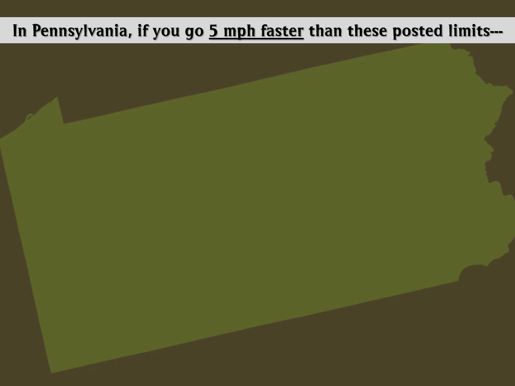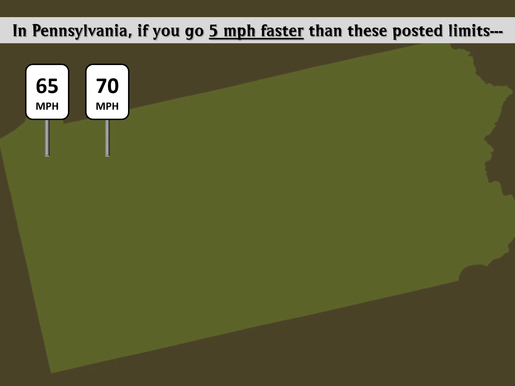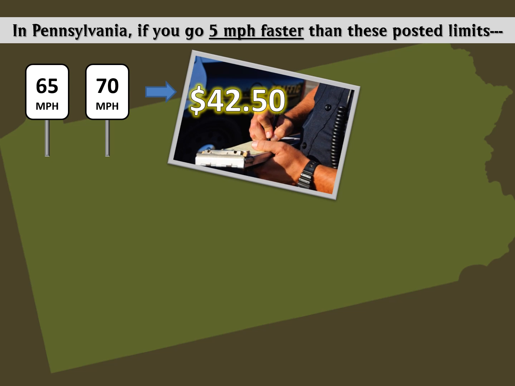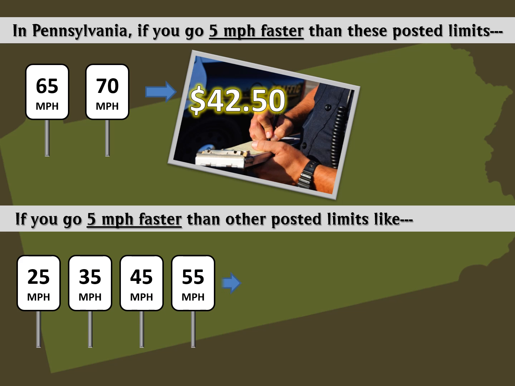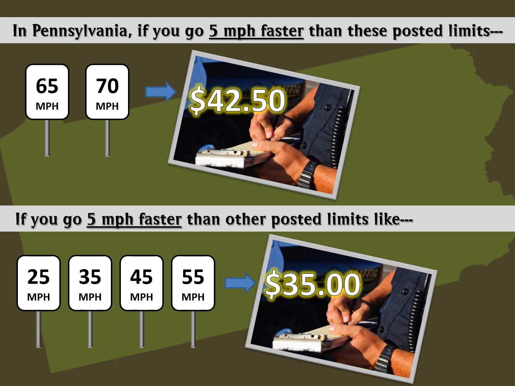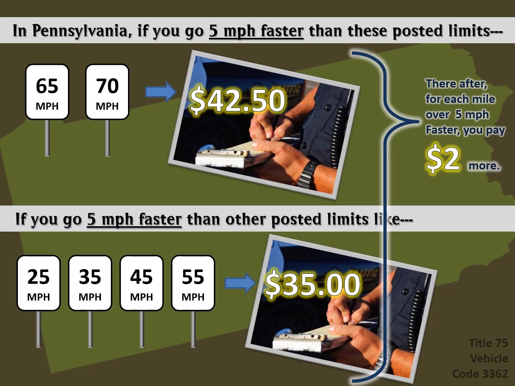In Pennsylvania, if you go 5 miles per hour faster than these posted limits, you will get a $42.50 fine. If you go 5 miles per hour faster than other posted limits, you will get a $35 fine. Thereafter, for each mile over 5 miles per hour faster, you pay $2 more.